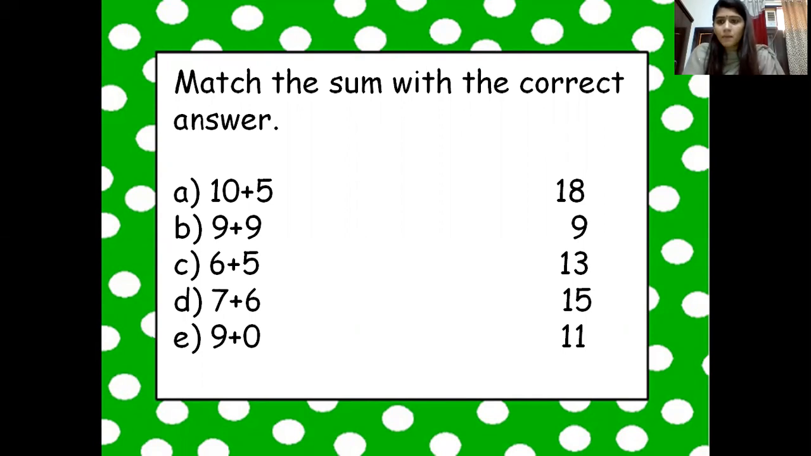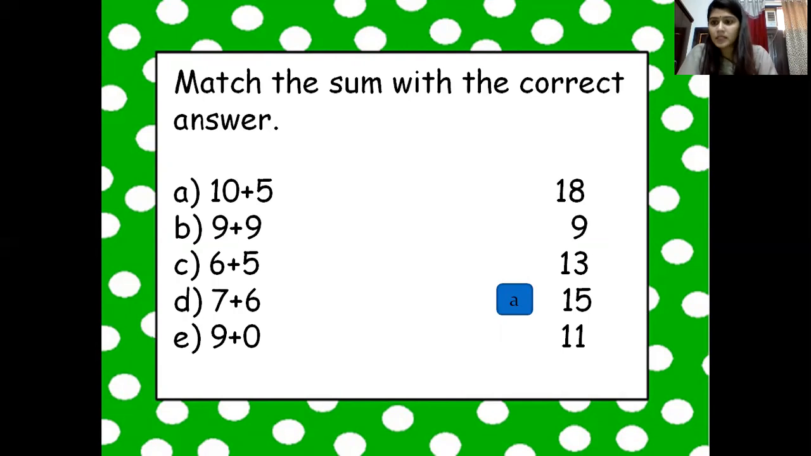We need to match these numbers with the correct sum. So 10 plus 5. Okay, we can put the bigger number in our mind. 10 plus 5. What comes after 10? 10, 11, 12, 13, 14, 15. So 15 is given here. Yes, 15 is given here. So we will write A in front of 15 because this is the answer of 10 plus 5.